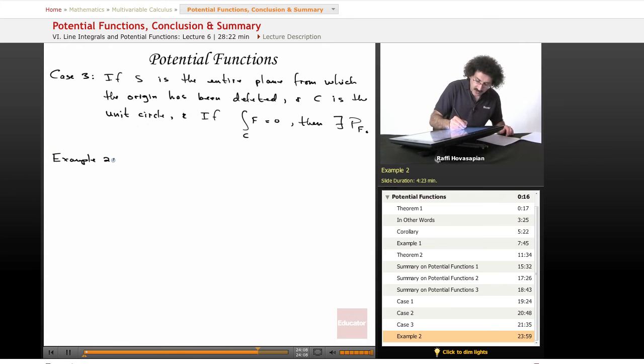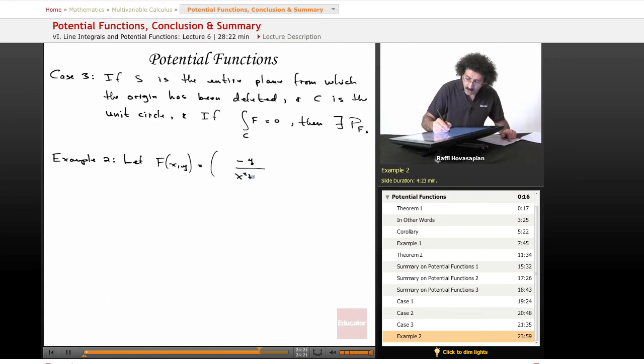Example 2. Okay, so we're going to let f of x, y, we've seen this vector field before, equal minus y over x squared plus y squared, and x over x squared plus y squared. Okay, now c of t, so this is our vector field. Our curve is going to be the unit circle.